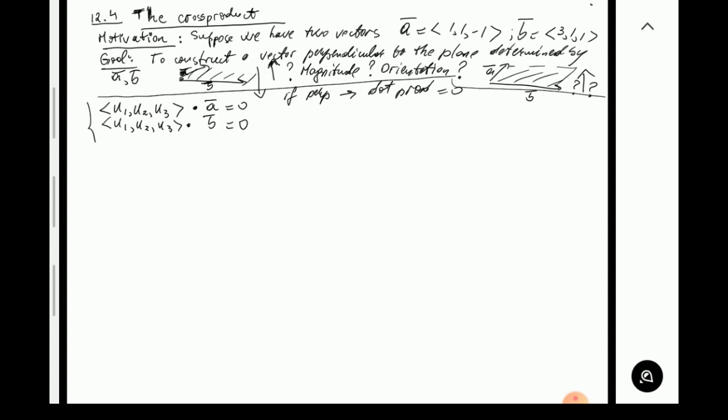So let's see what this dot product actually entails for the vectors I picked. The vector A is 1, 1, minus 1. Let's compute the dot product. That's going to be u1 plus u2 minus u3 equals 0. And then the dot product with the second one, 3, 1, 1, gives me 3u1 plus u2 plus u3 equals 0. So I'm supposed to find u1, u2, u3 from two equations.